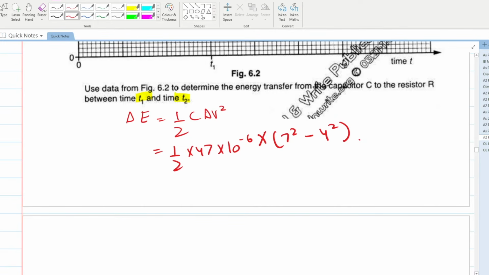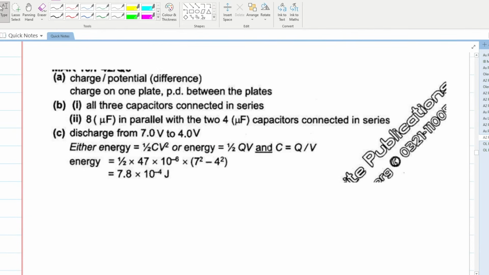लेट्स कैलकुलेट दिस आंसर. 7 का स्क्वायर माइनस 4 का स्क्वायर मल्टीप्लाइड बाय 47 इंटू 10 raised to the power of minus 6. ओके डिवाइडेड बाय 2. दिस गिव्स यू एन आंसर ऑफ व्हाट? 7.8 into 10 raised to the power of minus 4 joules. Simple as that, nothing complicated. यही आ रहा है? Yes, यही आ रहा है.